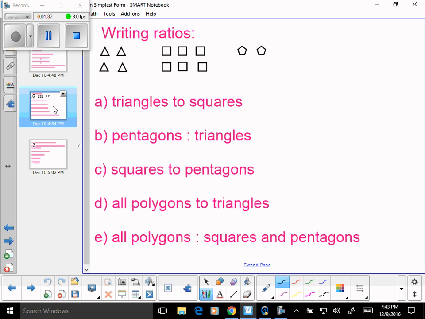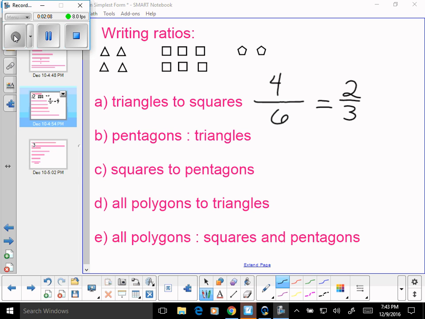Now we generally do write these as fractions or using a division bar. The triangles has to go on top because that comes first. We call that a first term. The number of squares is what we call a second term. If we were going to simplify this, much like fractions, it would be 2 to 3.